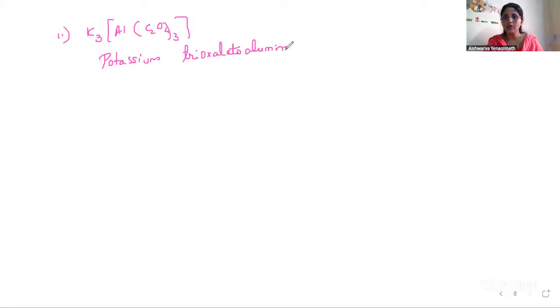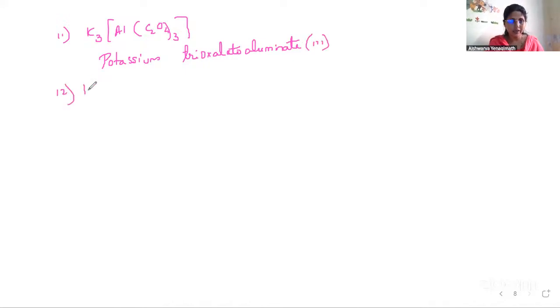Coming to another example, K3[Al(C2O4)3]. Okay. So how do you write the name? K3 is nothing but potassium. Potassium, 3 are there. What is this C2O4? C2O4 is nothing but oxalato. So trioxalato aluminate. You will not write it as aluminium. It is aluminate with oxidation number 3.